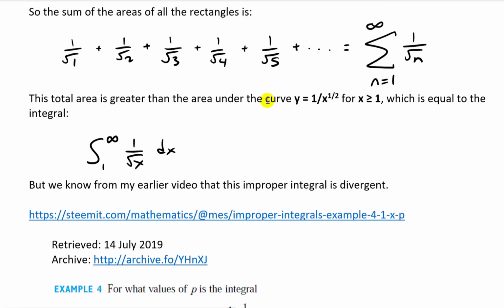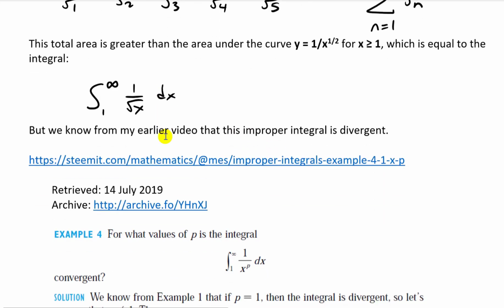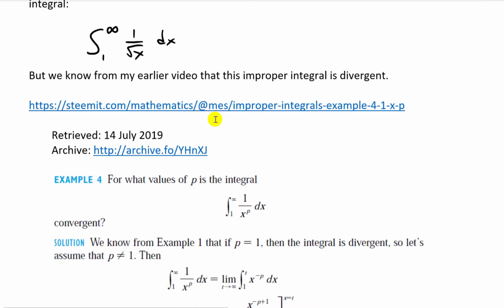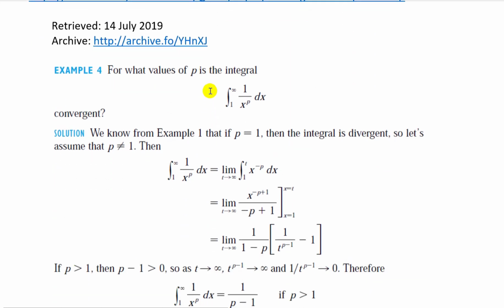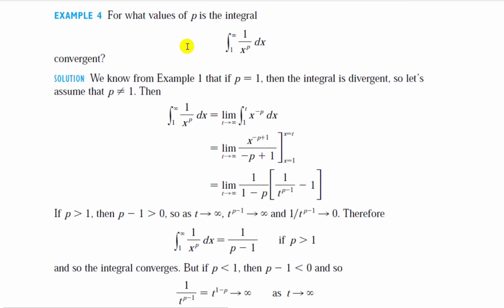Yes, but we know from my earlier video that this improper integral is divergent. If you hopefully have been paying attention to my earlier videos from years back. So this improper integral is example 4, here's from Steemit as well, the video notes, and I've screenshotted the calculus version of the notes, just it's more compact.